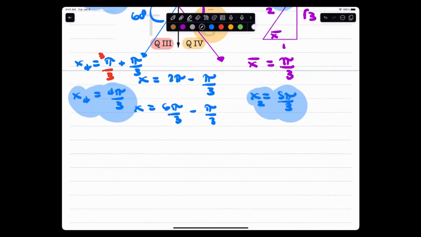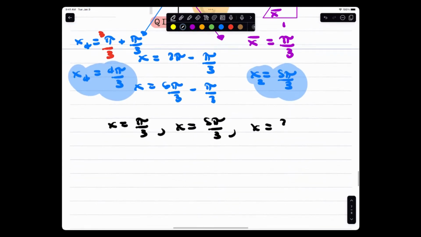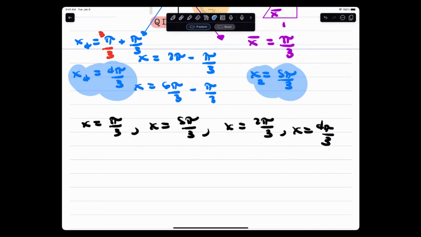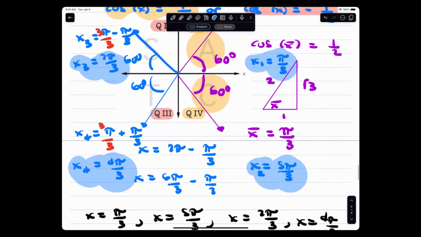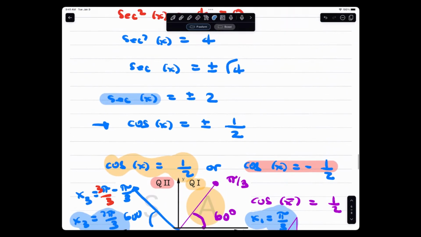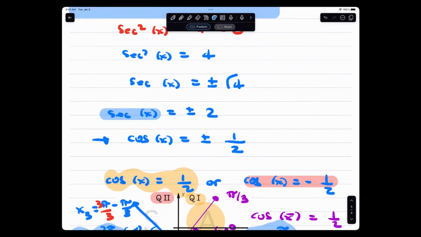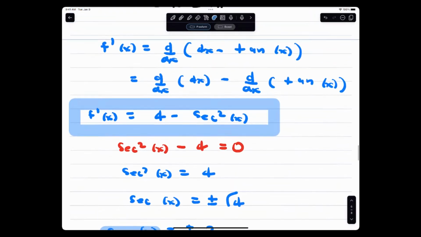So far, if I had to list these solutions here, x will be pi over 3, 5 pi over 3, 2 pi over 3, and then 4 pi over 3. And that's where secant is plus or minus 2, or secant is plus or minus 1/2. Now let's go back over here.